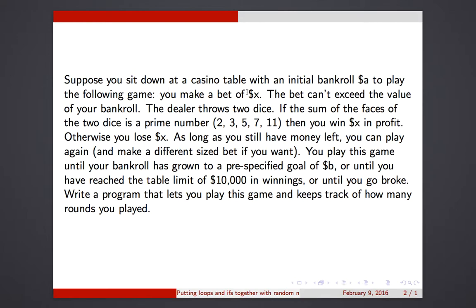You bet X dollars, and the amount you bet can't exceed how much money you have. So if you only have 200 bucks in your pocket, you are not allowed to bet 500 bucks. The casino worker will throw 2 dice. If the sum of the faces of the 2 dice is prime, so 2, 3, 5, 7, or 11, you will win X dollars in profit. But if they roll something that's not prime, you will lose your bet amount.